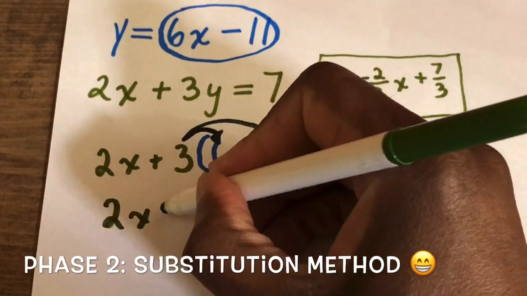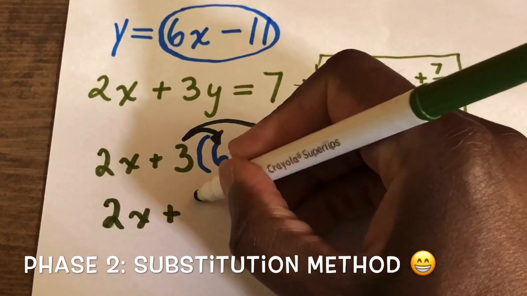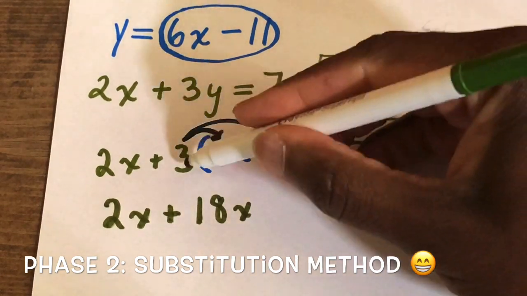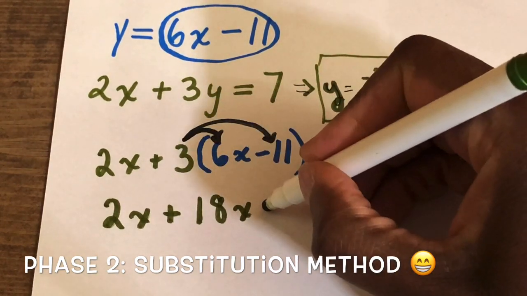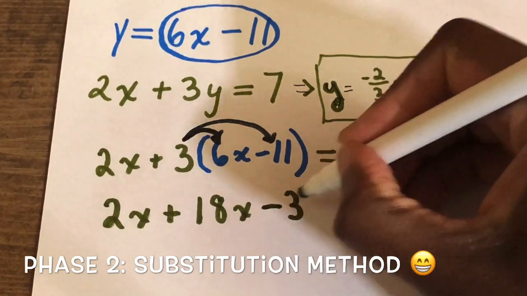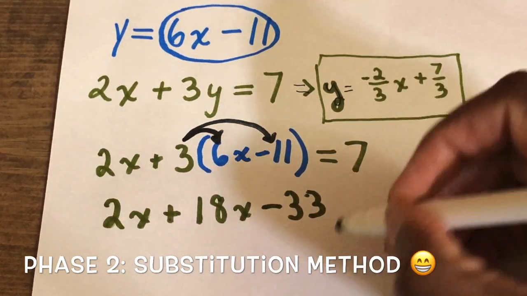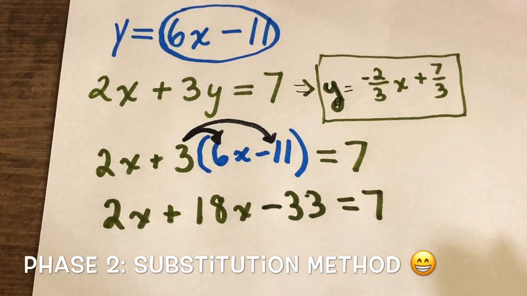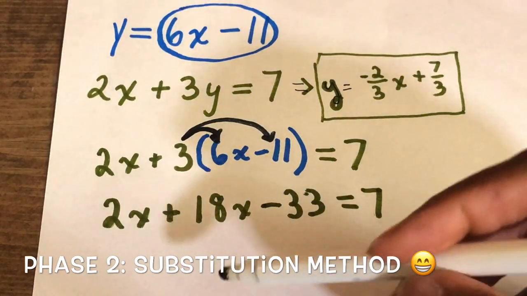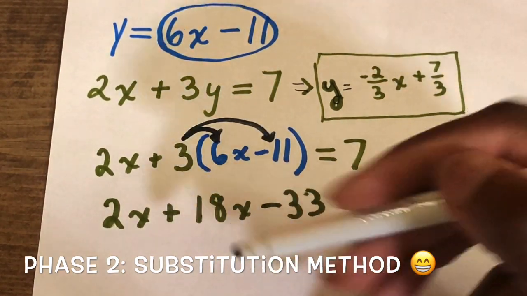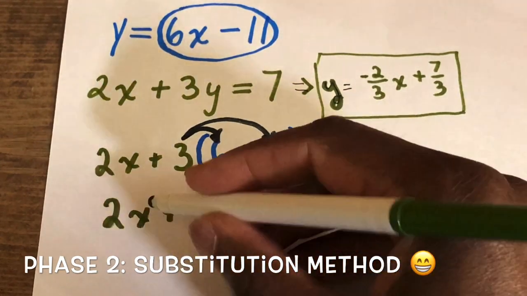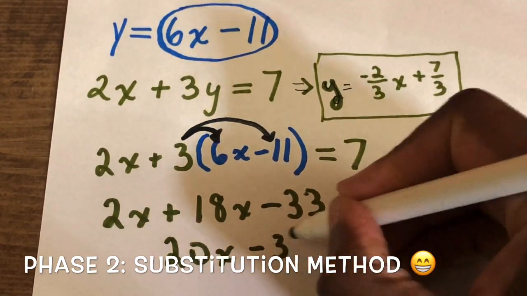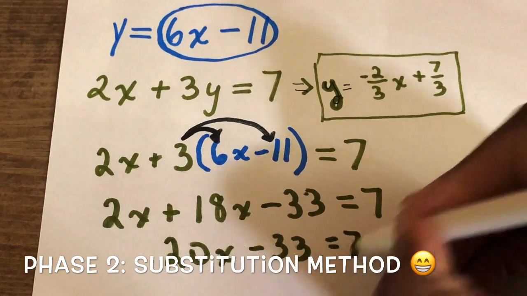2x plus 3 times 6x, which is 18x. And the 3 times negative 11, now I come out with a minus 33, or you could see it the same way as saying negative 33. And that is equal to 7. Okay, so we're starting to solve the equation. Now remember, in solving the equation, I'm seeing that these two terms can be combined, 2x plus 18x, which gives me 20x. So now I have 20x minus 33 is equal to 7, right?